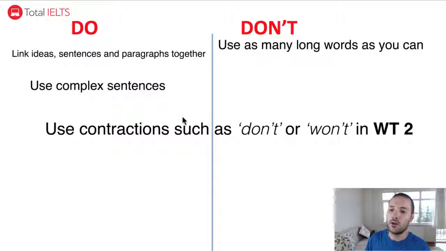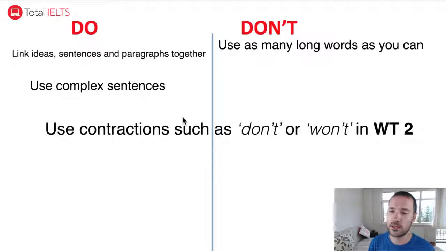Use contractions such as don't or won't in writing task 2. Contractions display a kind of informal tone. It's not something we should use in any of our writing tasks. Perhaps you may consider using it.